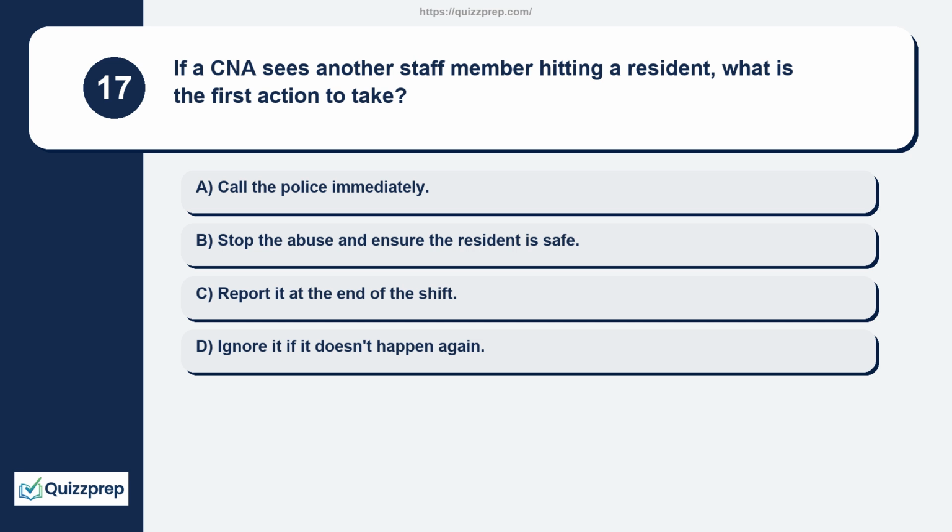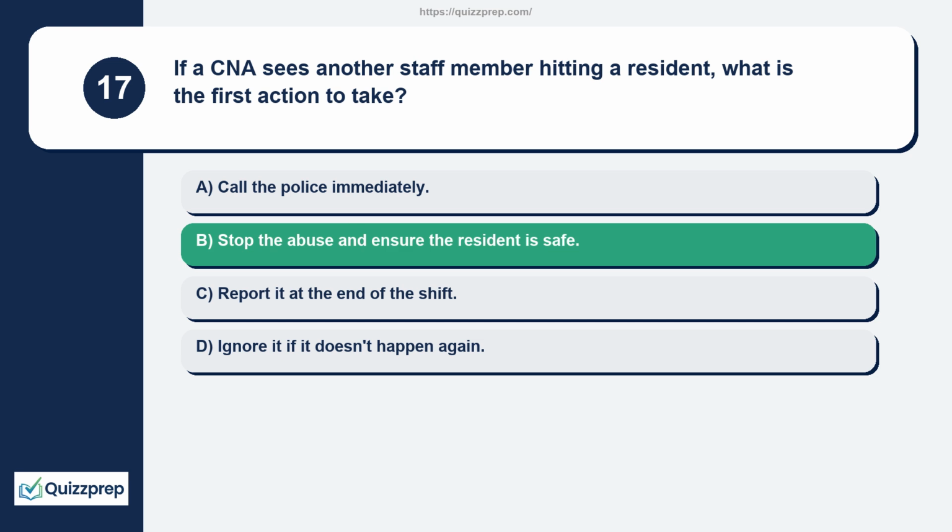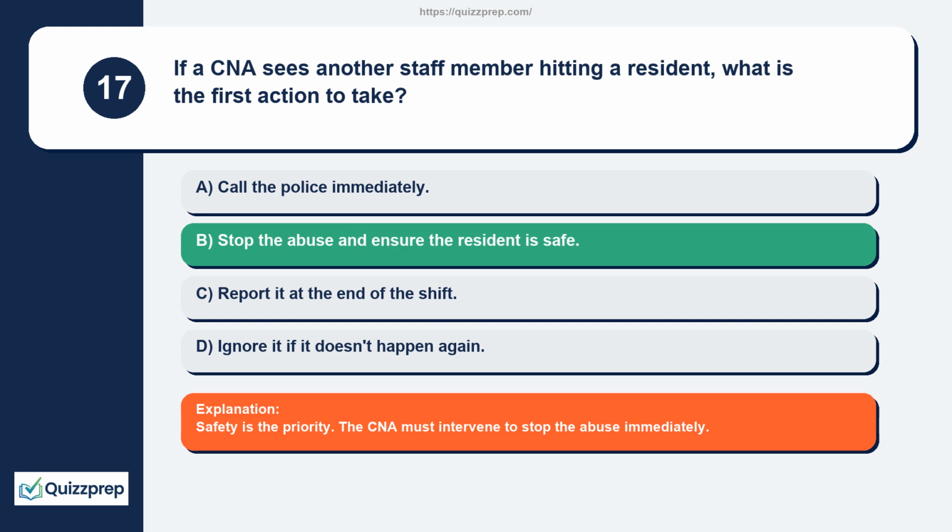Question 17. If a CNA sees another staff member hitting a resident, what is the first action to take? Call the police immediately. Stop the abuse and ensure the resident is safe. Report it at the end of the shift. Ignore it if it doesn't happen again. Safety is the priority. The CNA must intervene to stop the abuse immediately.